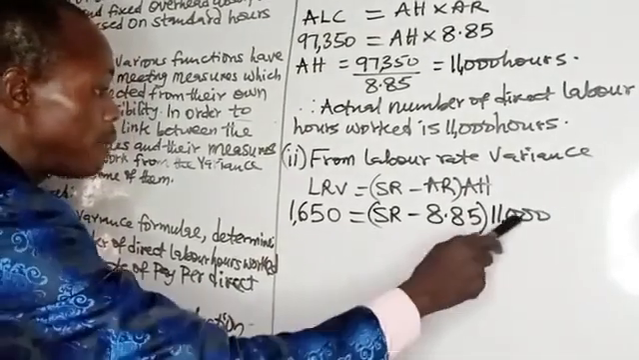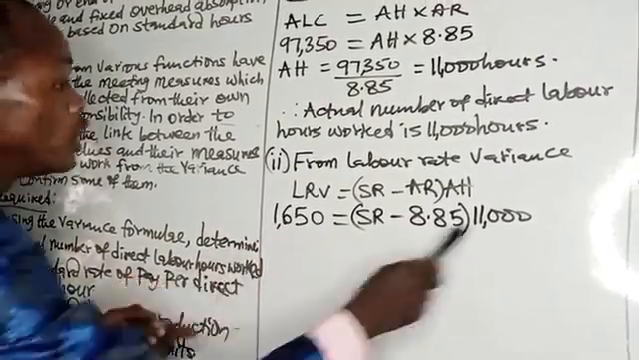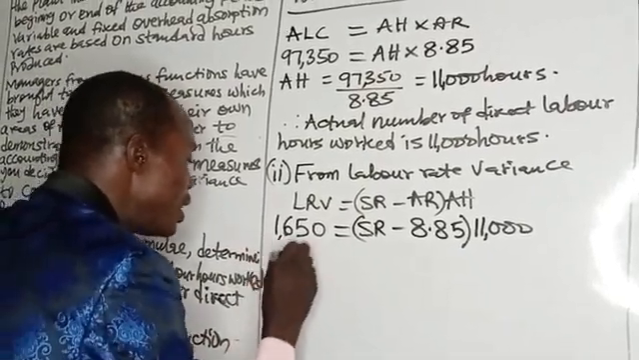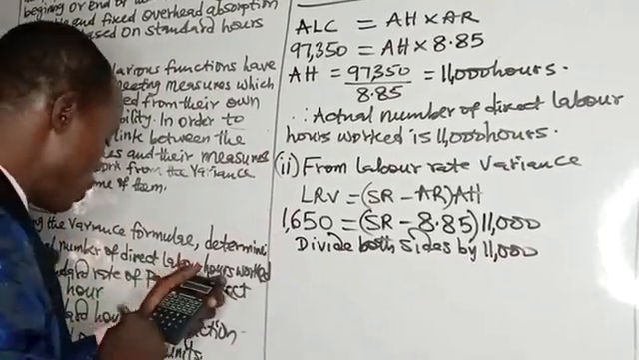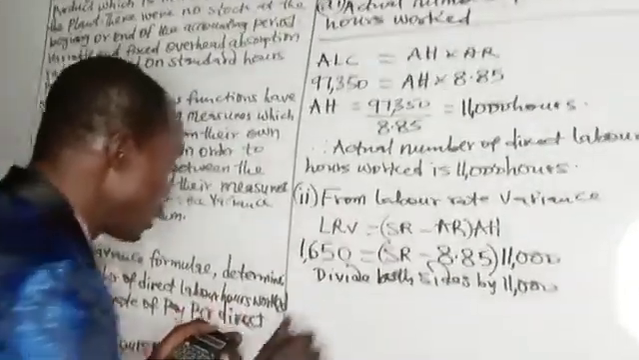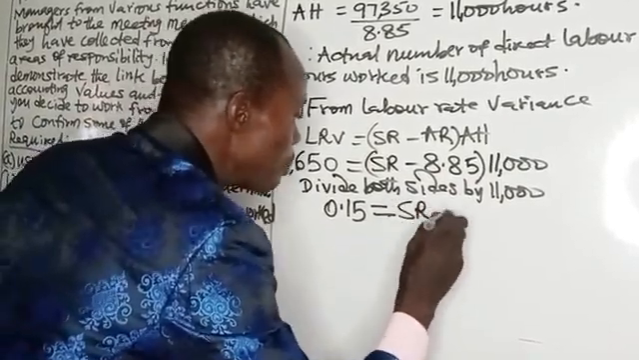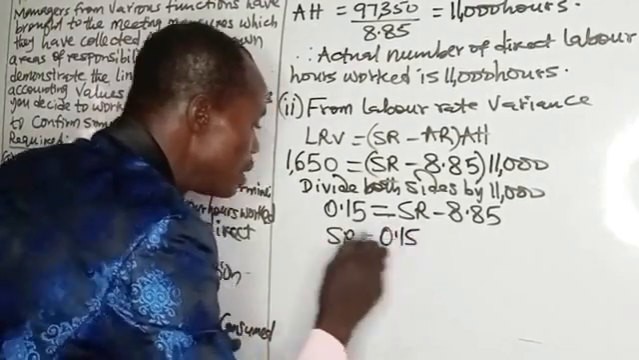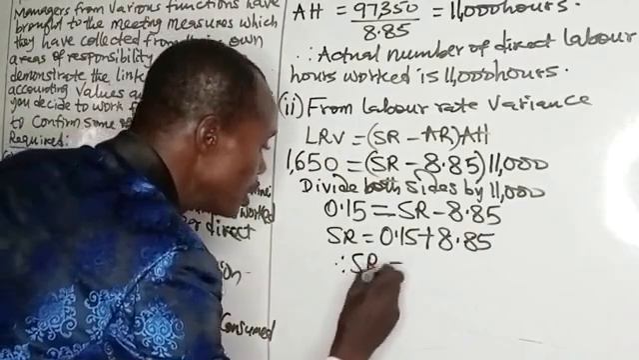So let's make SR the subject of the formula. You either multiply each of the elements in the bracket by 11,000, giving 11,000 SR and 11,000 times 8.85, or you divide both sides by 11,000. The approach I will choose is to divide both sides by 11,000. 1,650 divided by 11,000 gives us 0.15, equals SR minus 8.85, since 11,000 cancels. Then make SR the subject: 0.15 plus 8.85. Therefore, SR equals 9 naira.